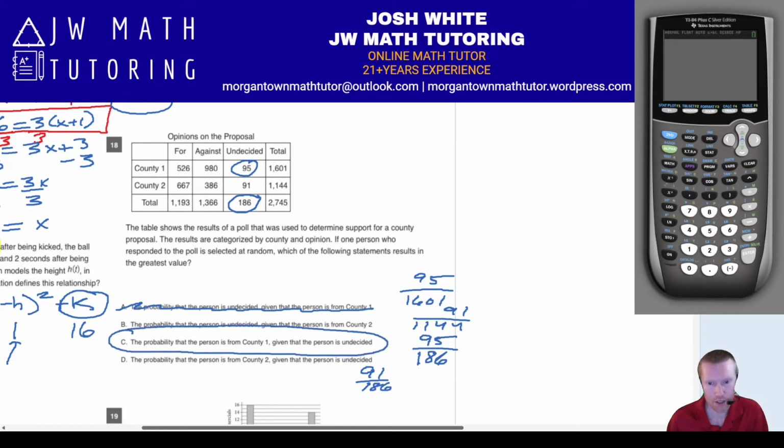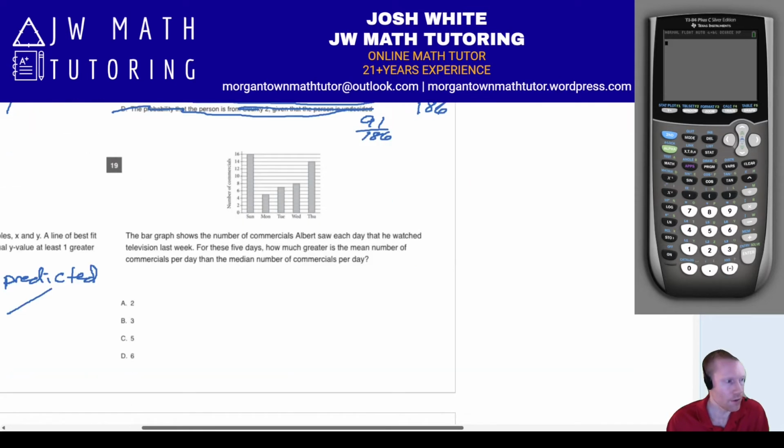Basically, if you compare C versus D, they have the same denominator, but the numerator, the top in C, is larger. So that's what eliminates D. And if you look at B versus C, you can see the top in C is larger and the bottom is significantly smaller. So correct answer is going to be letter C. If you're not able to determine that just by looking at these fractions, just punch them into the calculator and compare the decimals. And you'll see that C is going to be the greatest value.